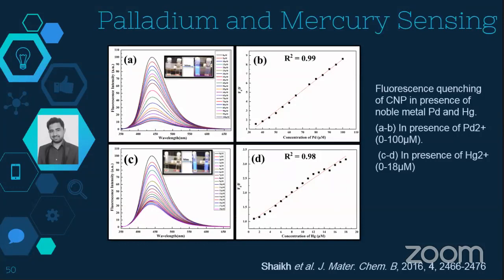Palladium and mercury sensing: you can see that fluorescence quenching of CNP in the presence of the noble metal palladium and mercury is observed here. The carbon nanoparticle itself is highly fluorescent in nature, so the sensing is done through quenching. Once you add palladium or mercury, your fluorescence starts quenching. So it goes from highly fluorescent to diminished fluorescent intensity.